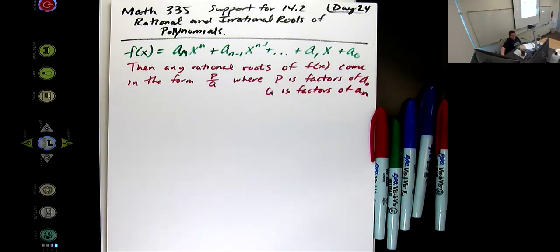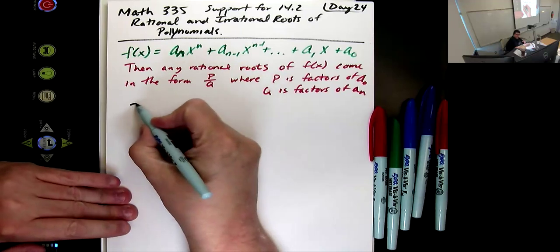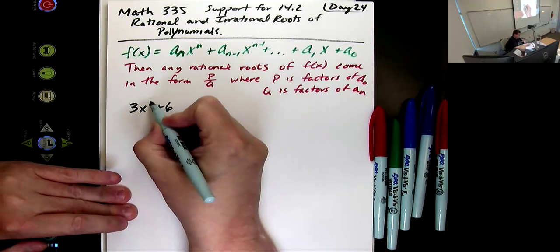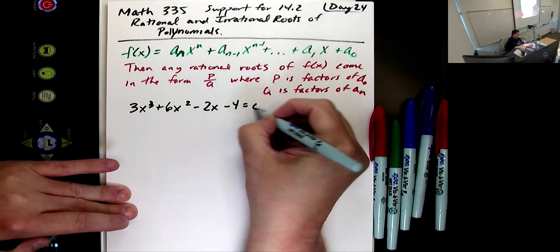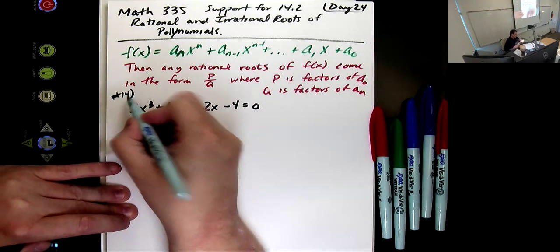Let's see, we're looking at 14.2. Let's just load one up. There we go. Let's scroll down, get you some problems. Let's go with 3x cubed plus 6x squared minus 2x minus 4 equals 0. This is number 14 in our textbook.